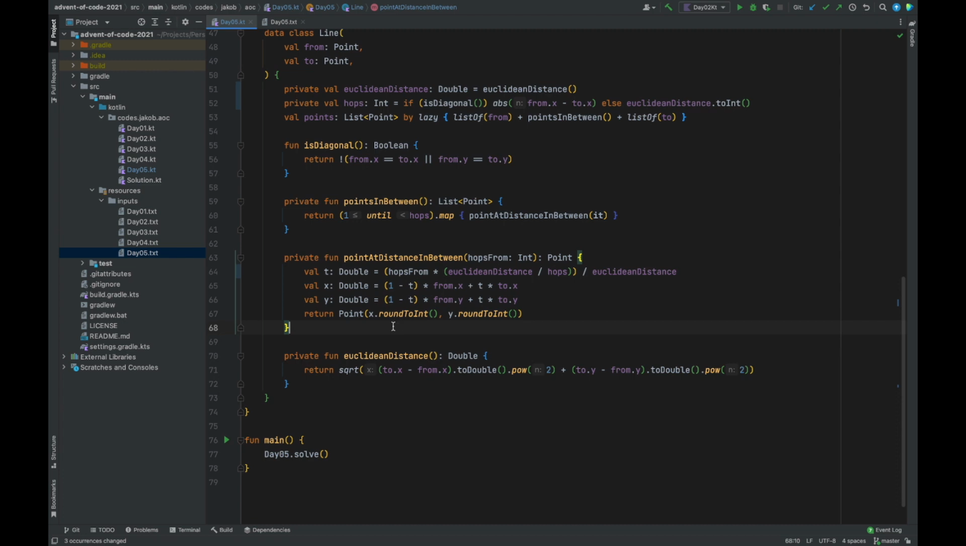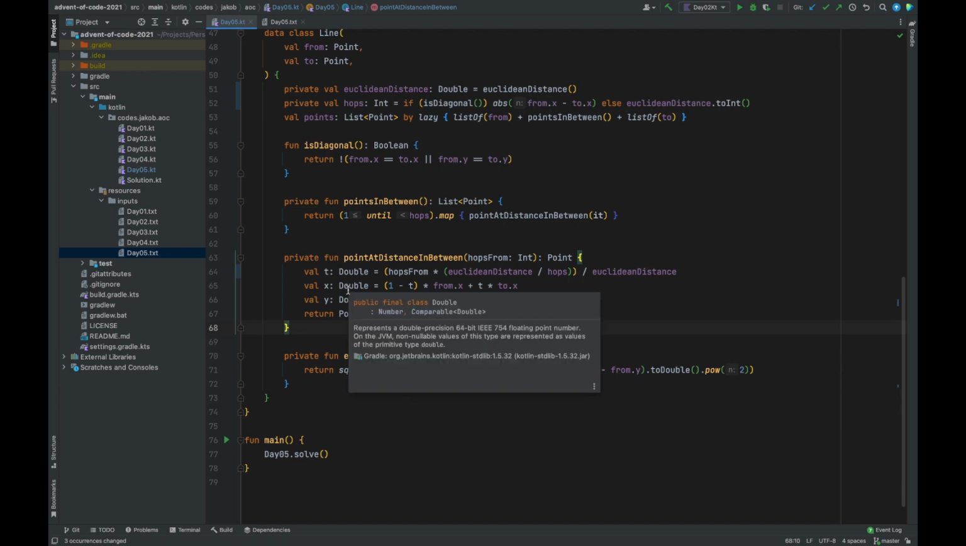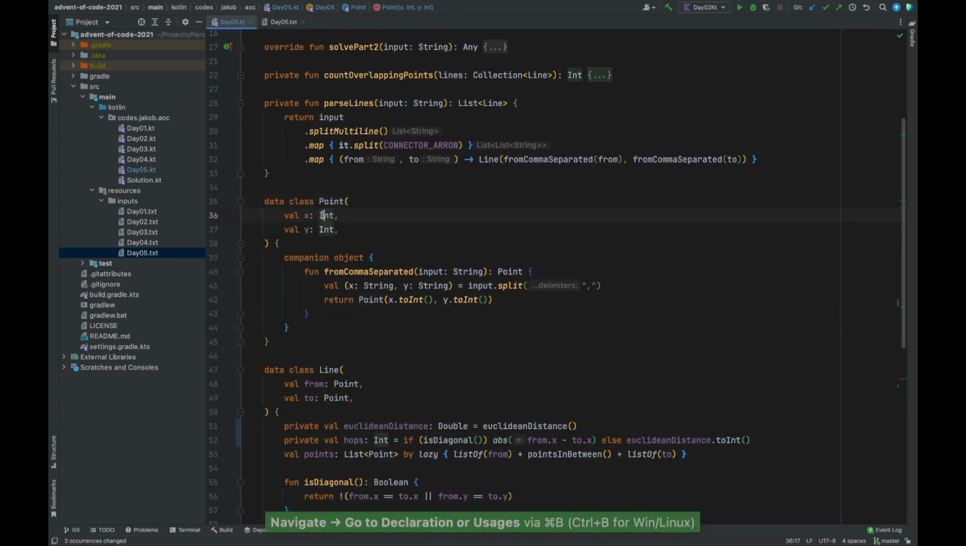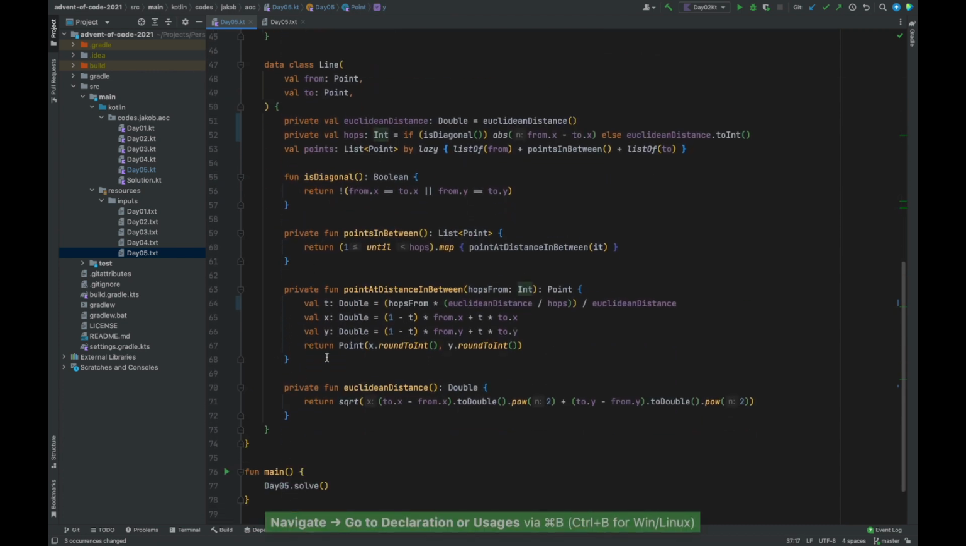And then the last important step is, of course, these are doubles, so we have to round to an integer because the rounding here is not going to be perfect all the time. You will get some rounding errors, so you have to round it to the nearest integer. And anyways, our points, of course, are integer based. So that's the last step.